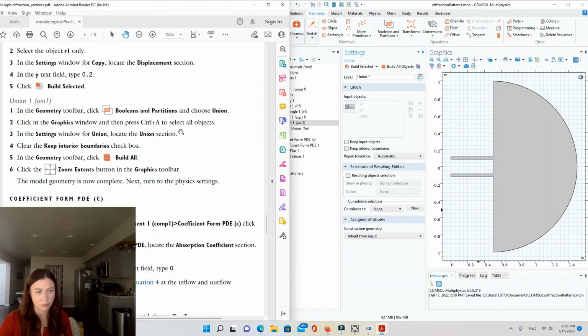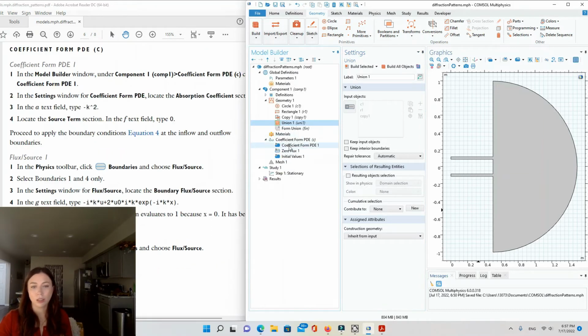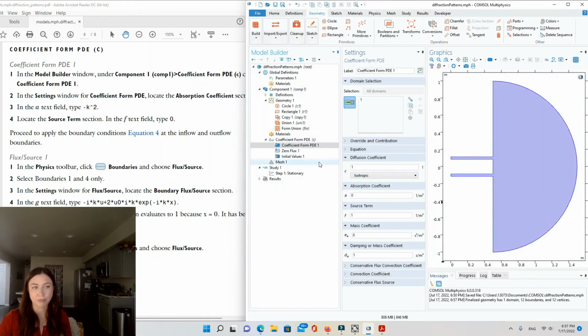Alright, now we're ready to input our coefficient form PDE settings, our boundary conditions, flux source conditions. In the model builder window, under component 1, coefficient form PDE, click coefficient form PDE 1. In the settings window, we're going to locate the absorption coefficient section and type negative k squared. It's the wave number squared for the absorption coefficient A. And in the source term, we're going to put 0 for F. Proceed to apply the boundary conditions, equation 4, at the inflow and outflow boundaries.